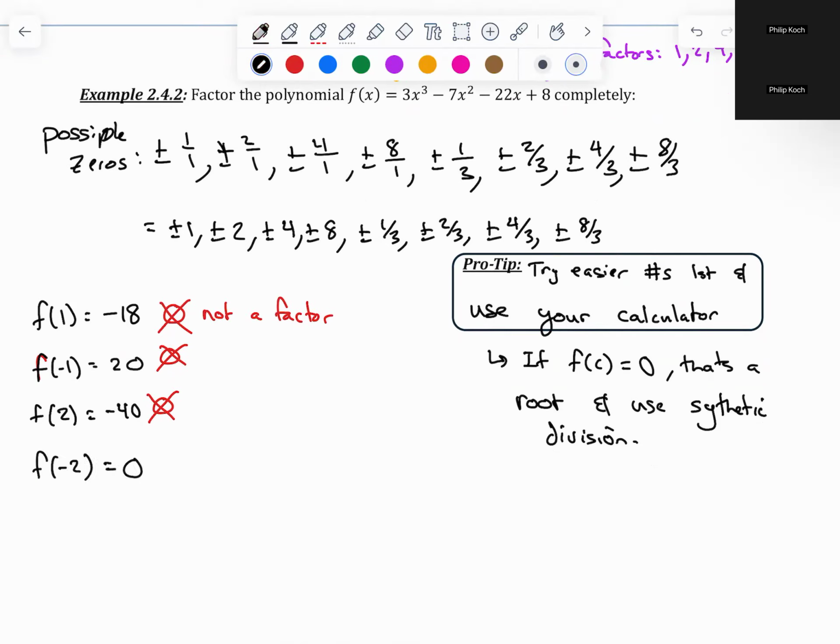So I'm going to switch back to the actual screen again. So f of 1 was equal to negative 18. It was not a factor. F of negative 1 was equal to 20. It's not a factor. F of 2 was equal to negative 40. Not a factor. But f of negative 2 was equal to 0. So that means that x minus negative 2, which is x plus 2, is a factor.